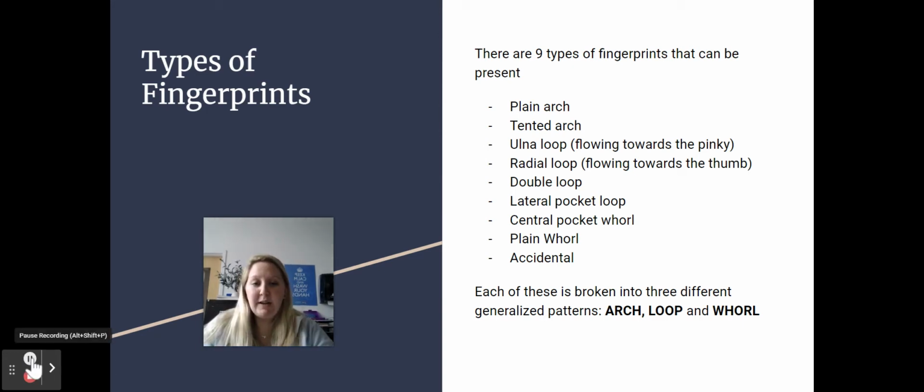There are actually 3 types of loops: the ulnar loop and radial loop, and then the lateral pocket loop is a loop. The double loop, the central pocket whorl, the plain whorl, and the accidental are all considered whorls.